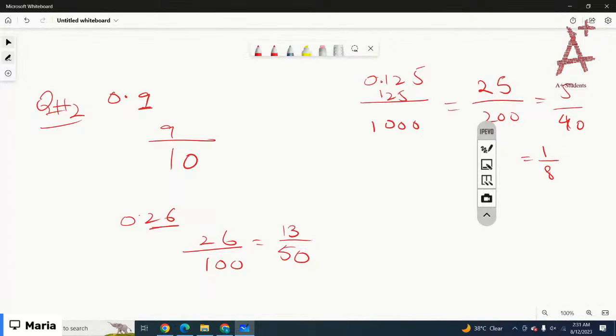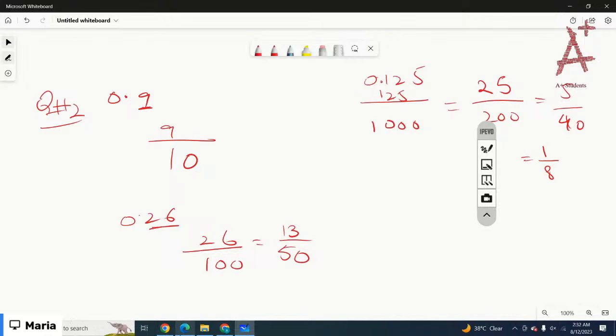Either you can divide them by a bigger number. You have to divide them by 125, like I did division 3 times. So you can simply divide 125 by 1000 over 125, right? Because 1000 divided by 125 equals 8, so you can divide, right?